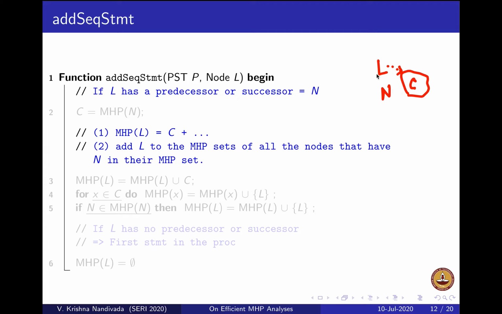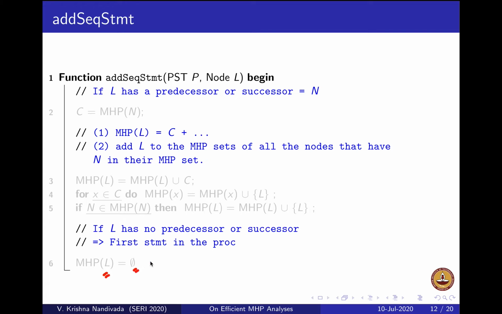If L is, say, inside a loop, and I may get back to L inside a task, then I have to add L as well. We'll skip that for the details. But more or less, based on the MHP information of N, I could compute the MHP information of L. And now I also have to add L to all these nodes in C. That is, L runs in parallel with M, and they run in parallel with L. Okay? What if, you may ask, L has no predecessors? No problem. Then MHP of L is empty set.